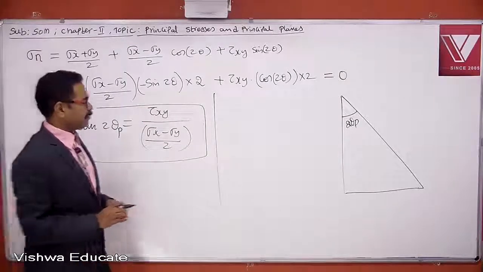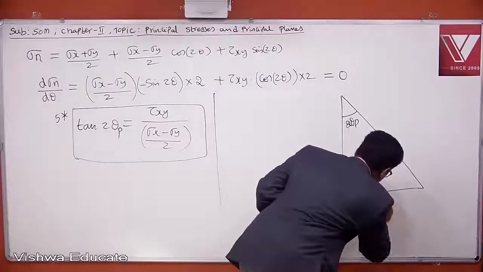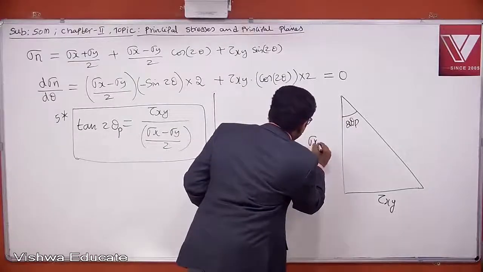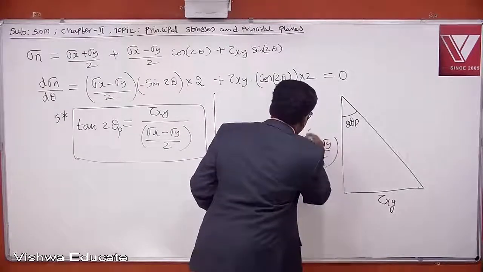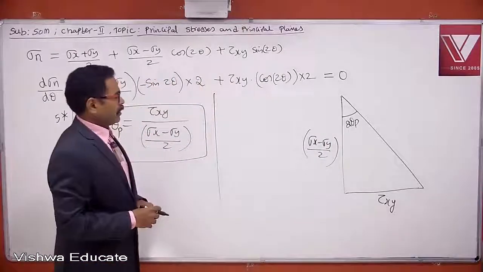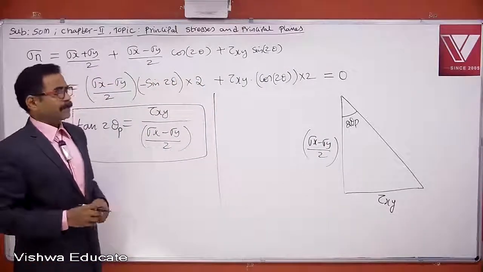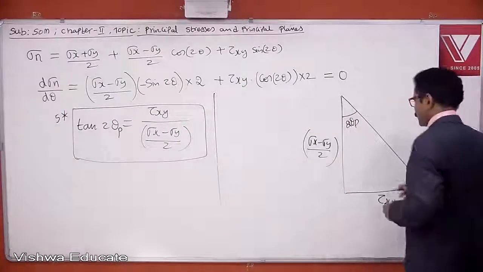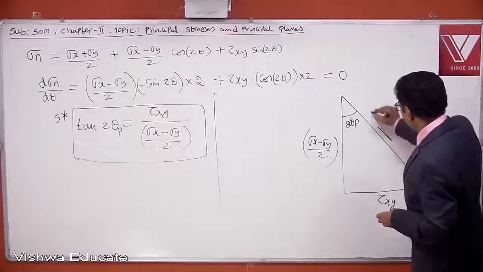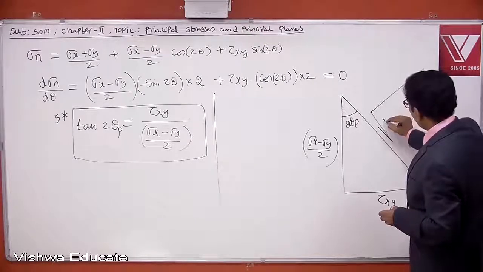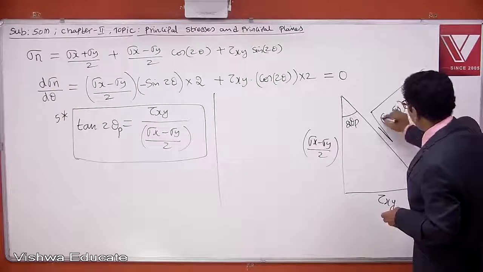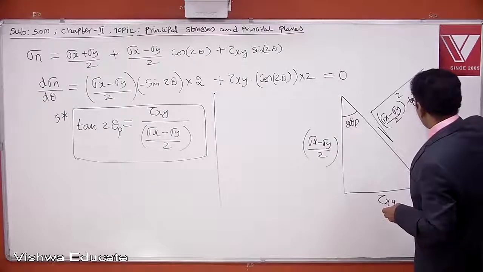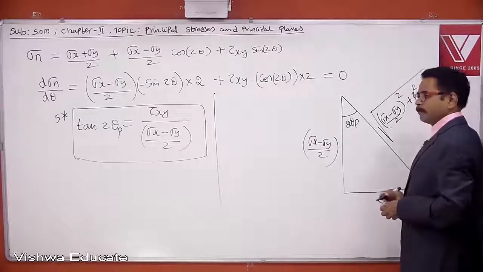What is the opposite side? Tau xy. So I am putting tau xy here. What is the adjacent side? (Sigma x minus sigma y) by 2. Then what will happen to the hypotenuse or diagonal? From Pythagoras theorem, we can write the diagonal is equal to the square root of ((sigma x minus sigma y) whole square, of course by 2 is there) plus tau square xy.